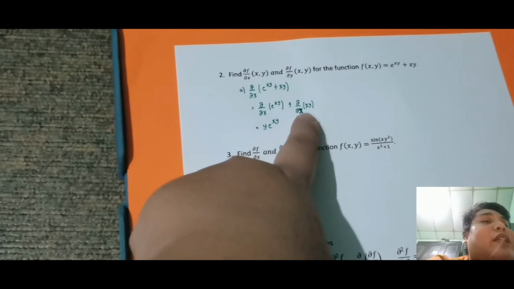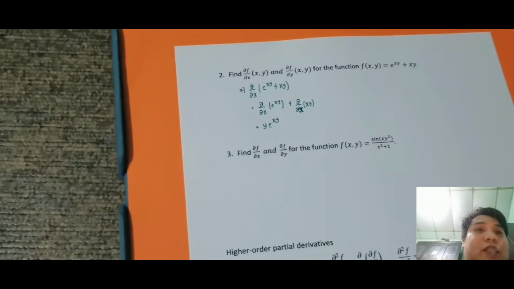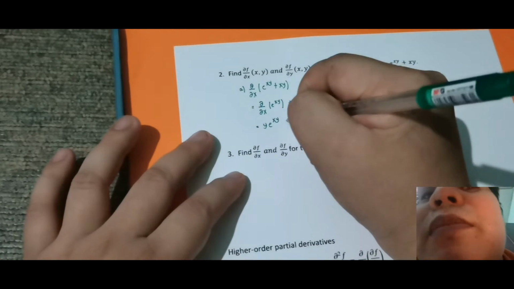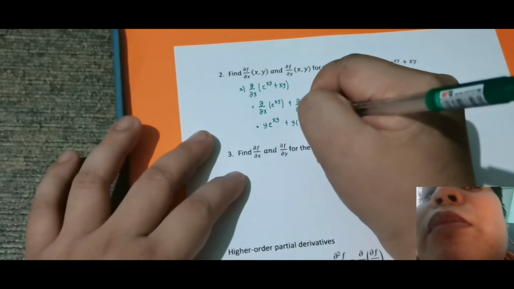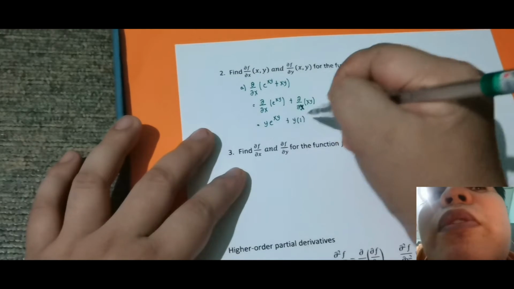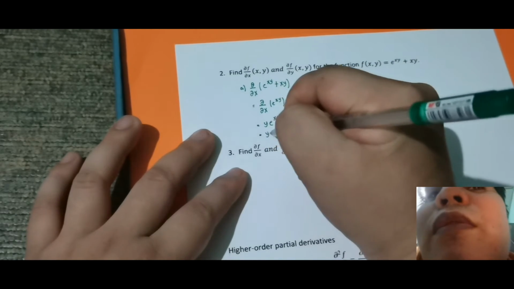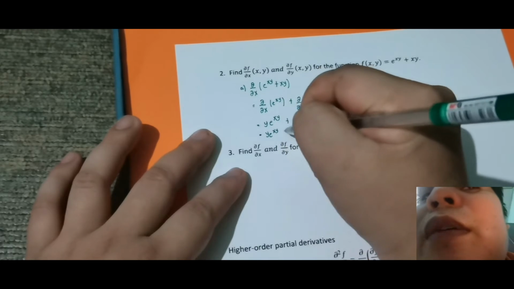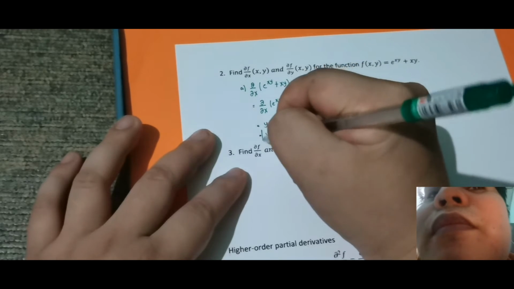Okay, then this time, ang constant lang natin dyan is si y. So meaning this is just plus y times derivative of x is 1. So therefore, the answer is just y e raised to xy plus y.